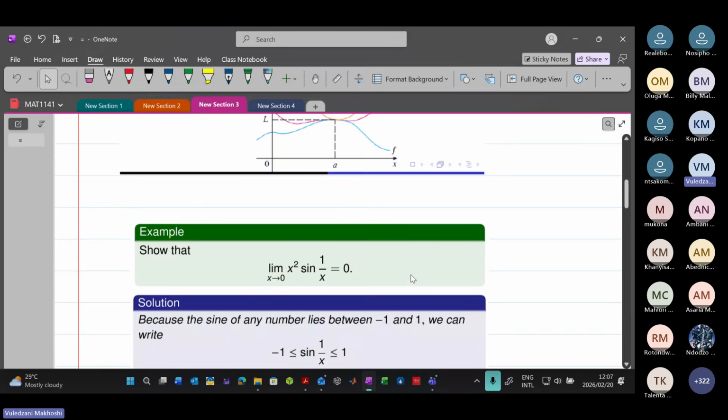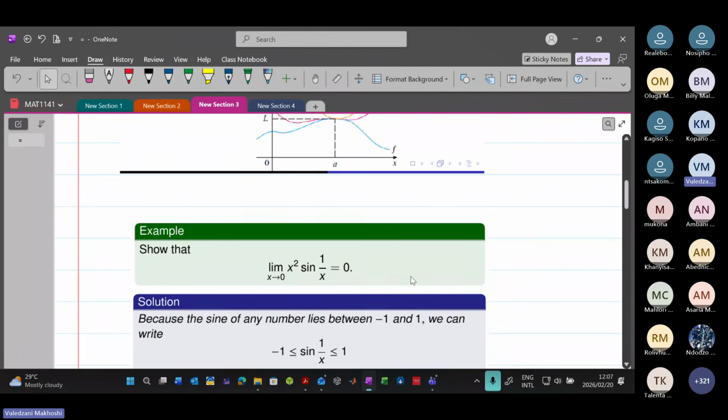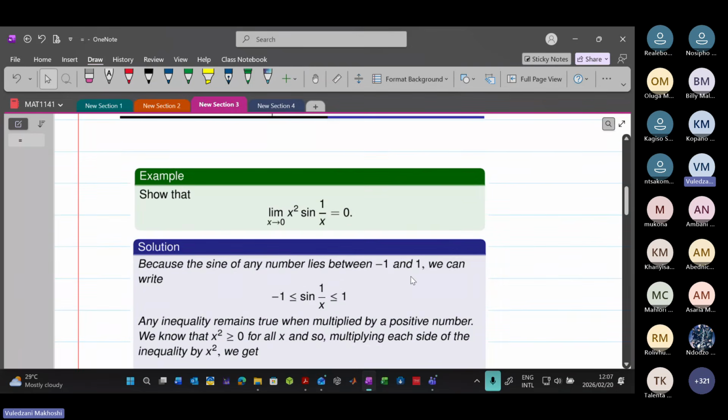So we have a very important, okay, before that theorem, we have this example where now they are saying, show that the limit of x squared multiplied by sine of 1 over x as x approaches 0 is equal to 0. We want to show that.